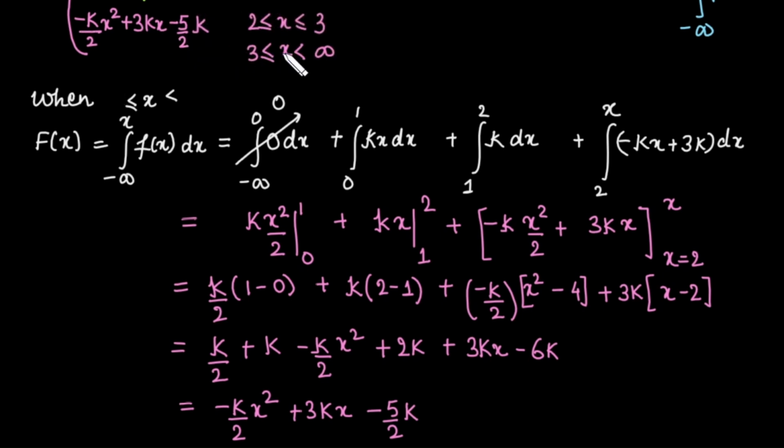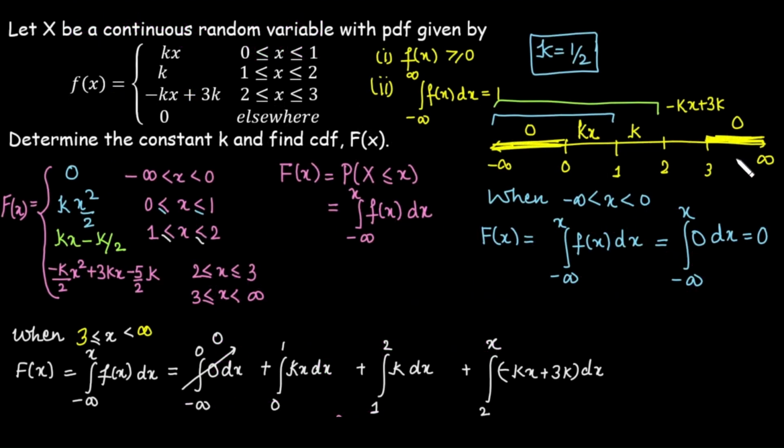So the next case is when x lies between 3 to infinity. So what are the changes we need to do here? How do we calculate the CDF in general? That is the integration of the function from minus infinity to x. So it means this is going to divide further into 5 intervals. How? One is from minus infinity to 0, the function is 0. Second, from 0 to 1, the function is kx. Then 1 to 2 the function is k, then 2 to 3 the function is this, plus integration from 3 to infinity the function is 0.